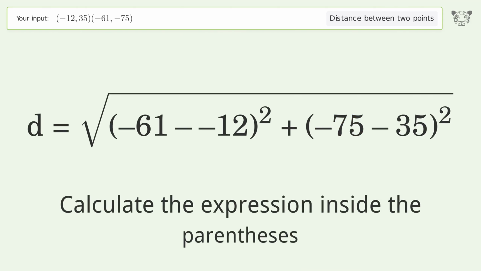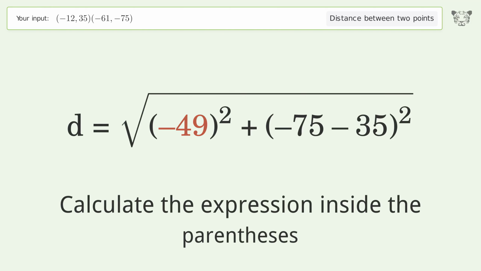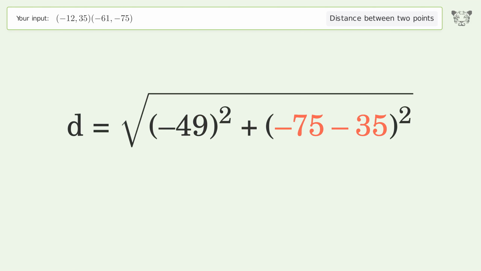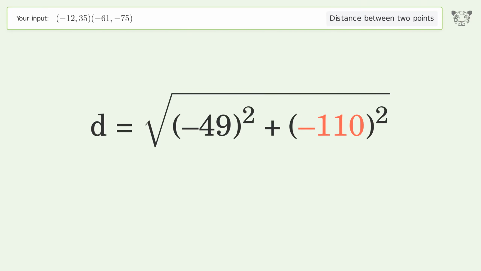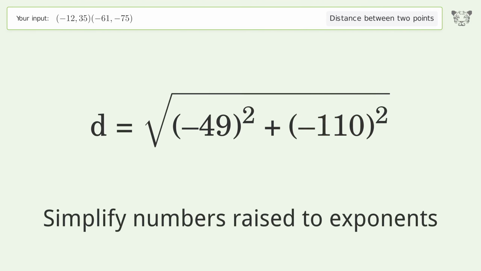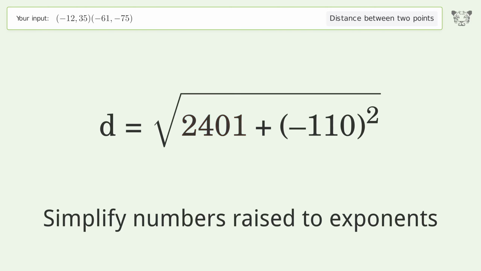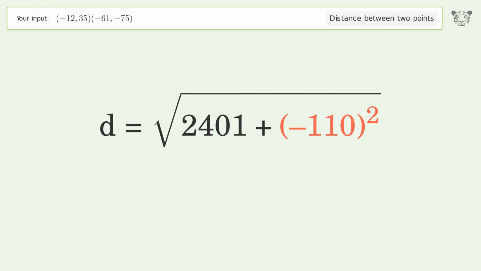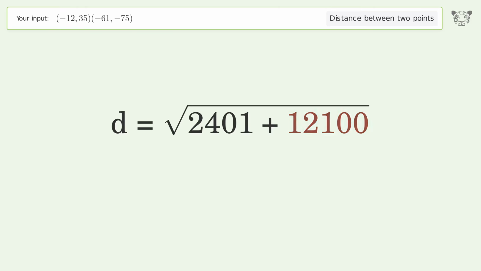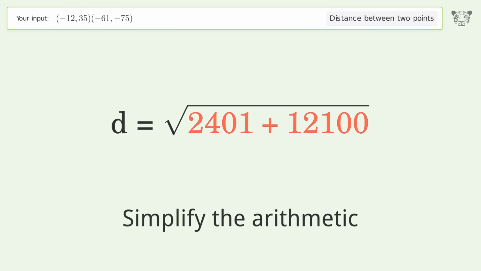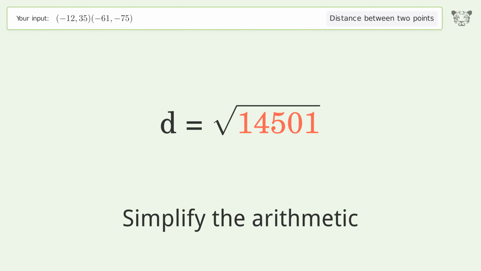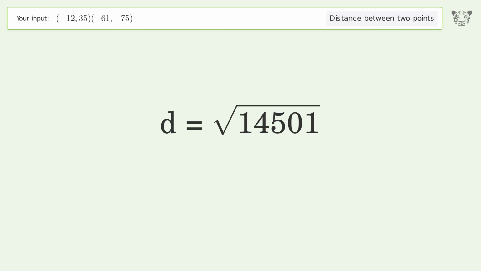Calculate the expression inside the parentheses. Simplify numbers raised to exponents. Simplify the arithmetic. And so the distance between the 2 points is the square root of 14,501, or 120.42.